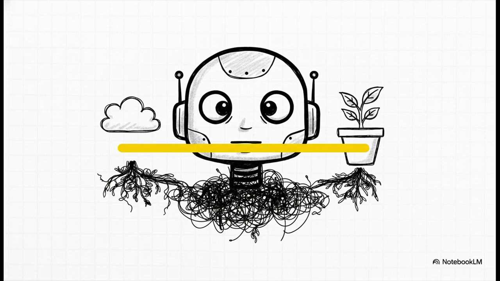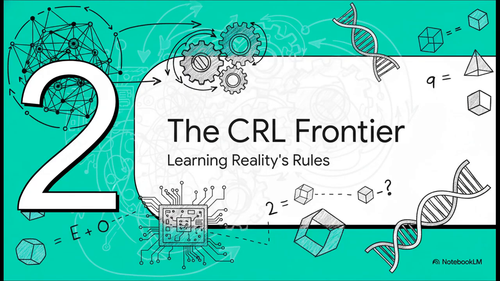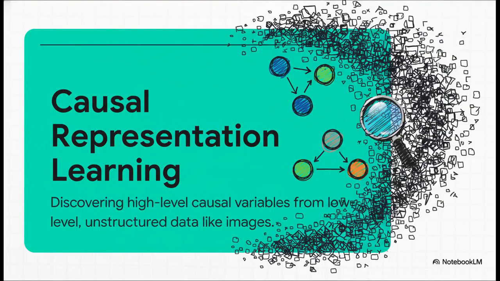They are absolute masters at seeing that A and B happen together, but they have zero, and I mean zero, understanding of why. They can't tell the difference between a random coincidence and a fundamental law of cause and effect. So this crisis sets the stage perfectly for the hero of our story, Causal Representation Learning, or CRL for short. And this is a seriously ambitious quest to teach machines not just to see patterns, but to actually understand the rules of the game.